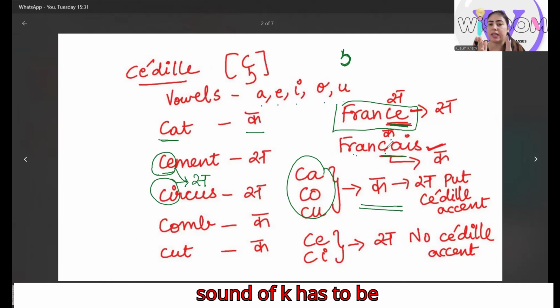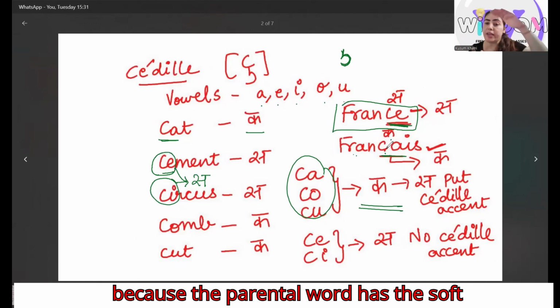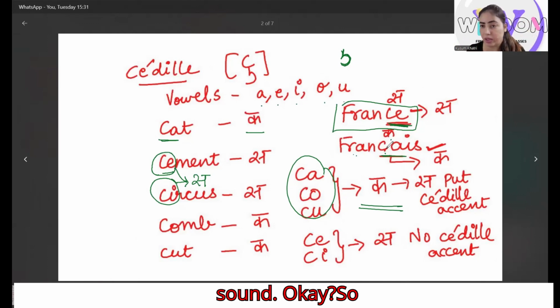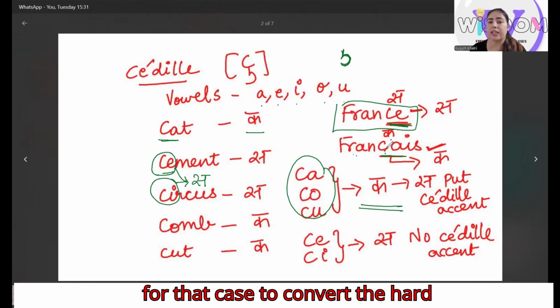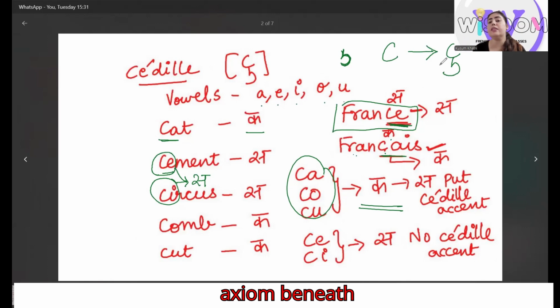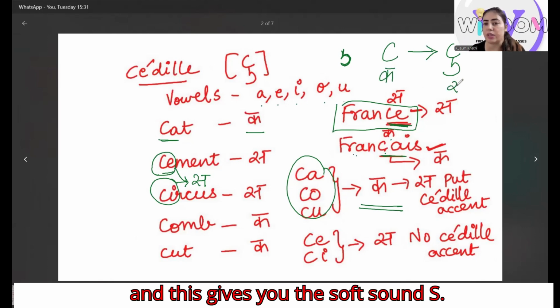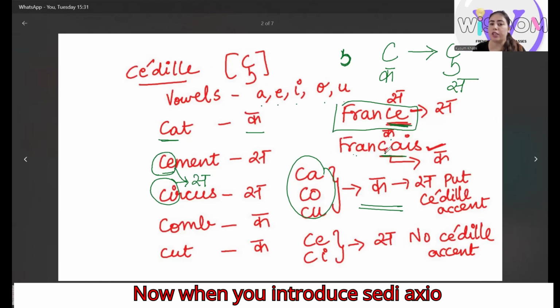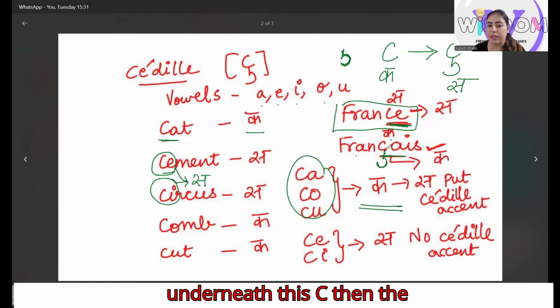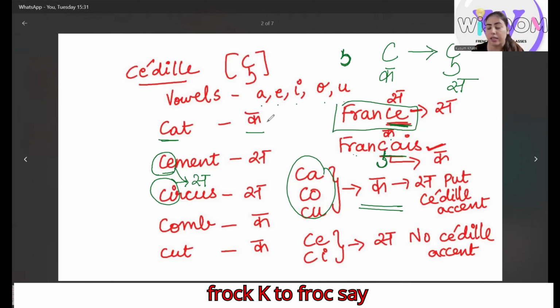Now, this hard sound of K has to be converted into the soft sound of S because the parental word has the soft sound. So to convert the hard sound of K to the soft sound of S, you put a Cédille accent beneath the alphabet C. So this gives you the K sound and this gives you the soft sound S. Now when you introduce the Cédille accent underneath this C, the pronunciation of the word changes from franquet to français.